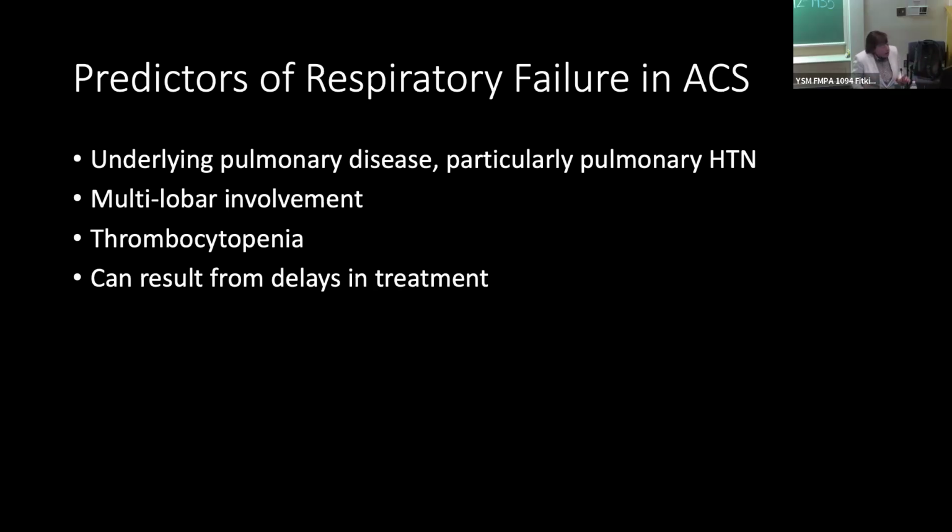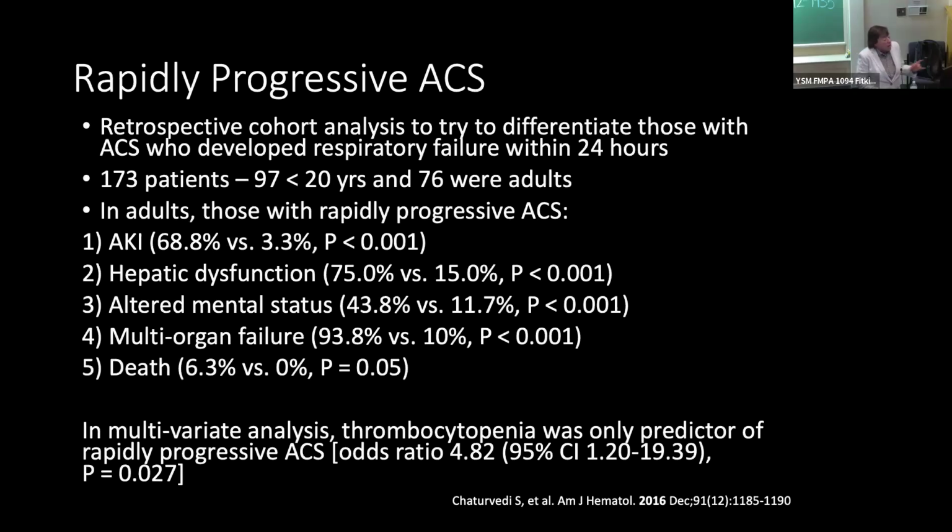But thrombocytopenia, and I'm going to show you some data on my next slide, is actually the biggest tip-off that these patients are heading for respiratory failure and death, and really should be a warning sign. This is based on a retrospective cohort analysis. When we think about rapidly progressive ACS, I'm thinking about patients who present like this patient did, and they are dead within 48 hours. If you have not seen this in your career, it is a shocking thing to watch.